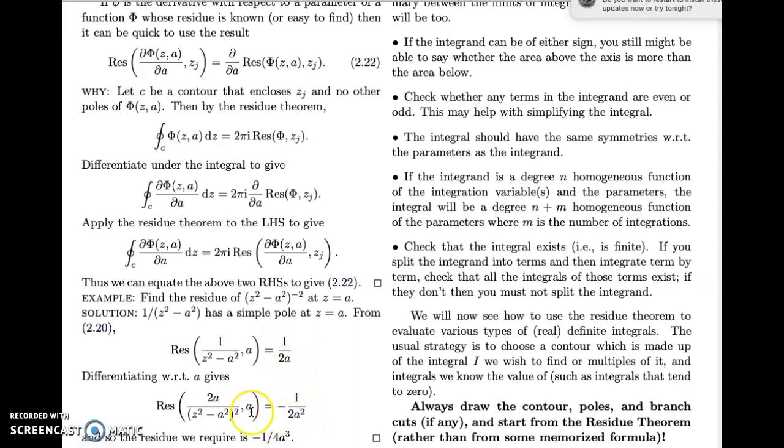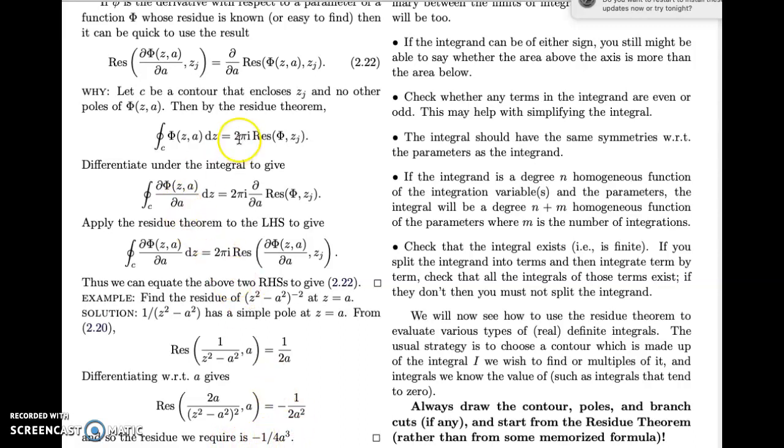So then all I do, this is a linear function, so I can take this 2a outside and then put it underneath. So I end up with the result: the residue of 1 over (z squared minus a squared) squared is just minus 1 over 2a squared divided by 2a, which is minus 1 over 4a cubed. Okay, so it's quite a neat method.